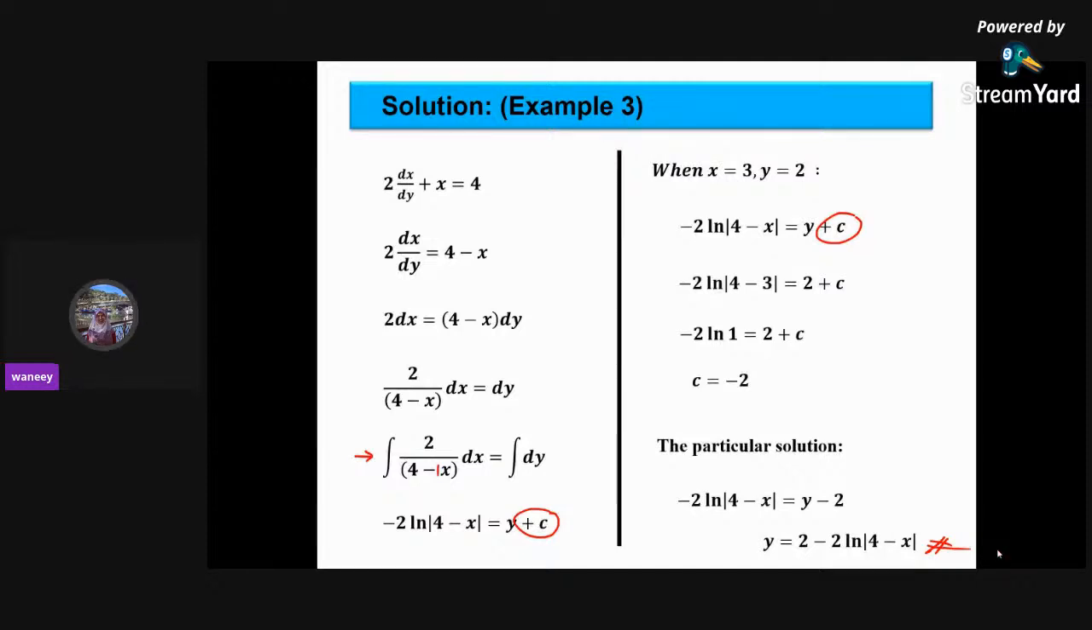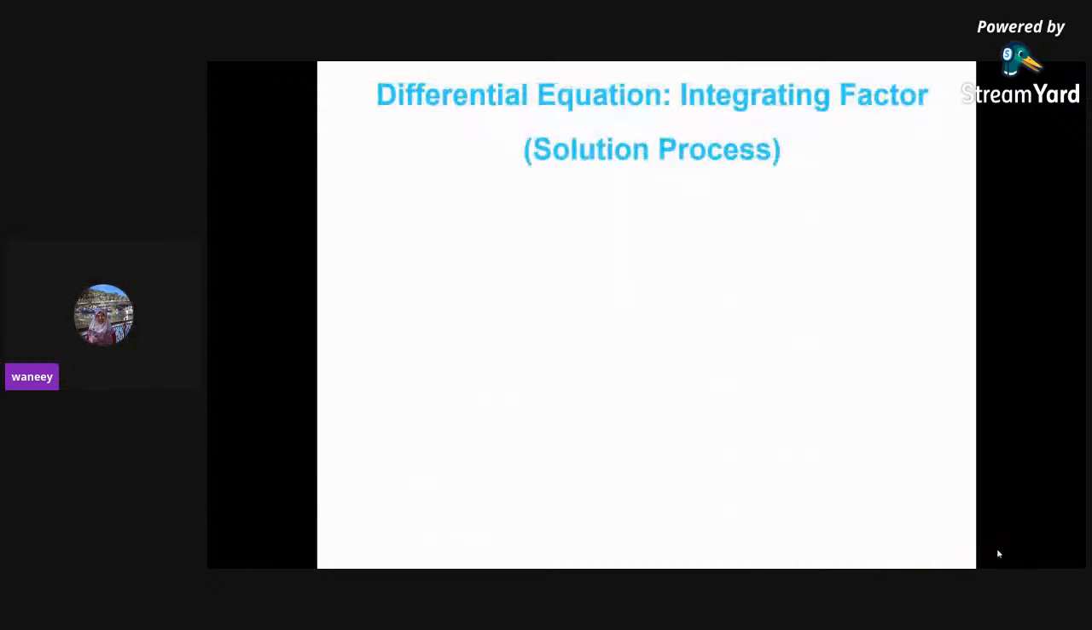So now let us move to another method in solving differential equations, which is the integrating factor. Okay, so basically for this one, the difference between this and separable variable is that for this one, we can write them down as a linear differential equation.